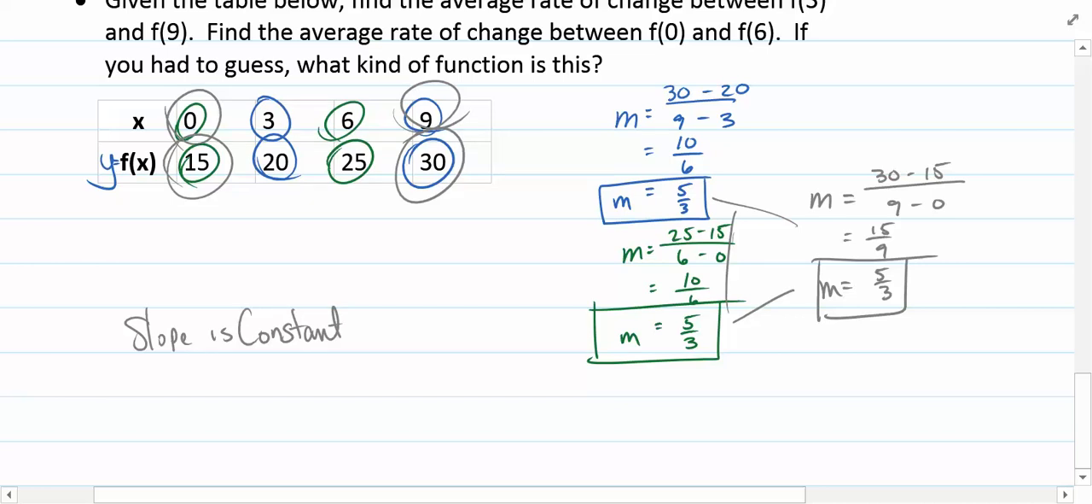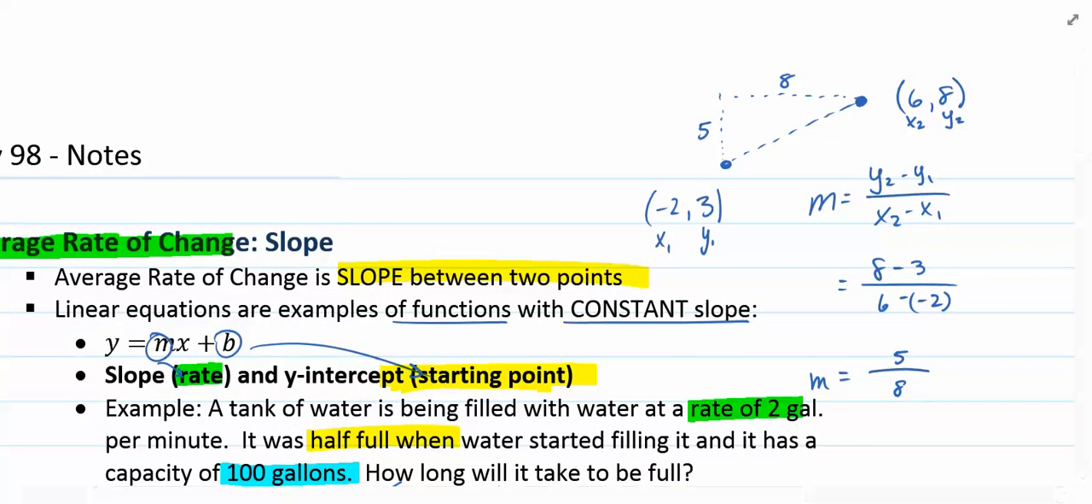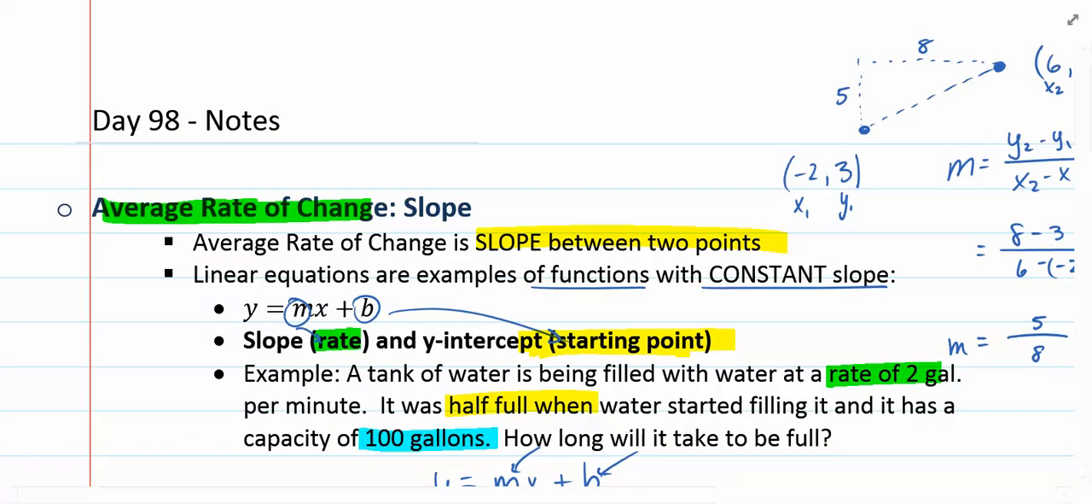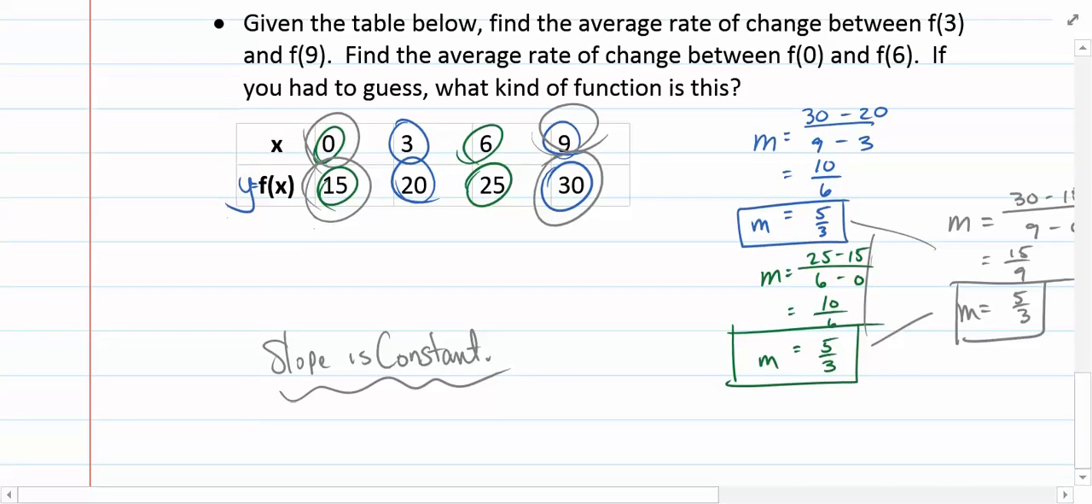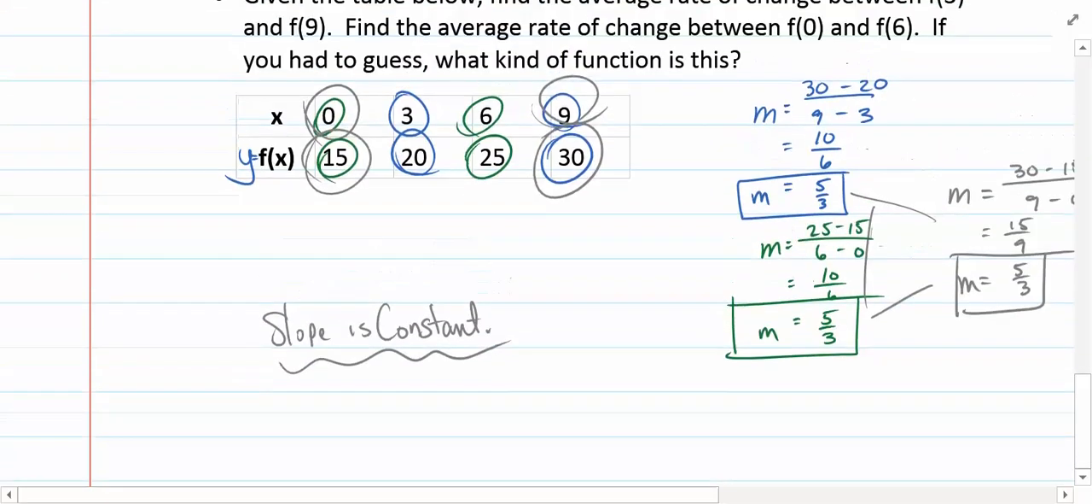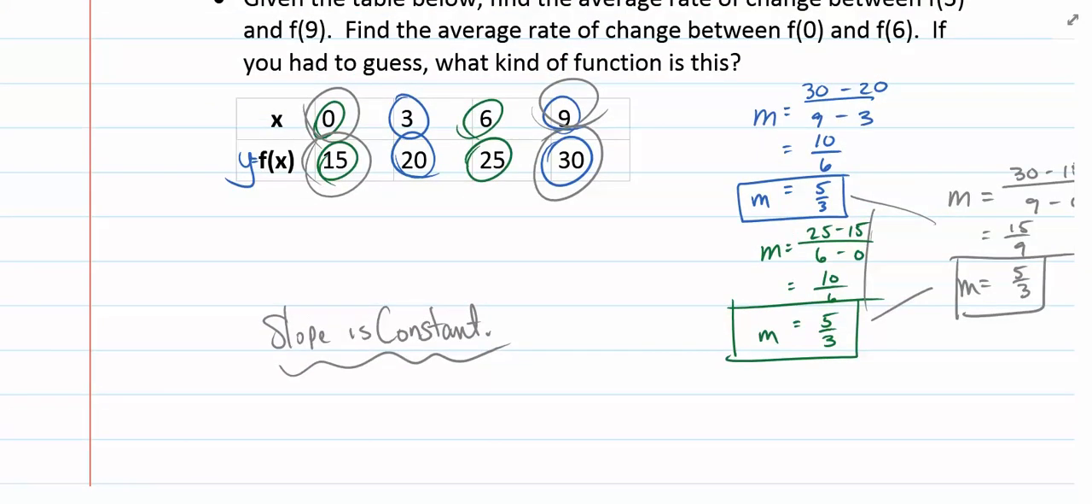And what did we say at the beginning of our notes today about slopes that are constant? What sort of function does this create? Well, if we look at this, we see that it is a linear equation that is a function of a constant slope. So if the slope is constant, what kind of function is this? This creates a linear function.